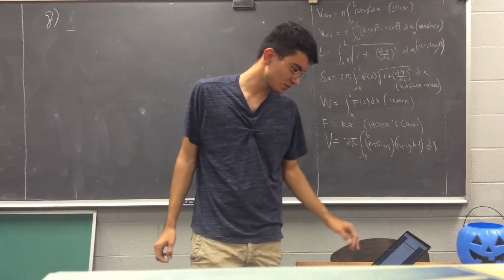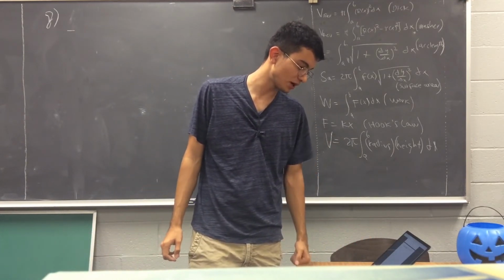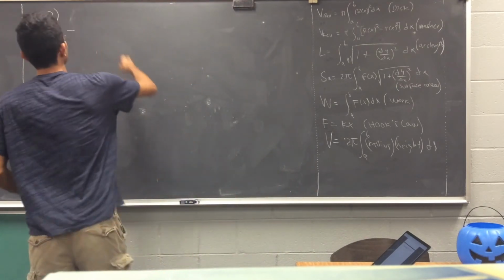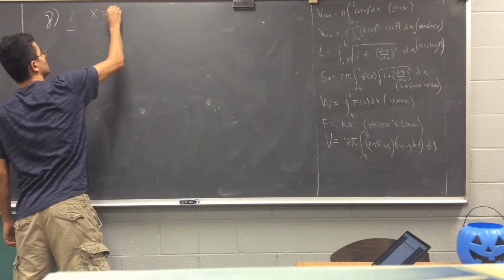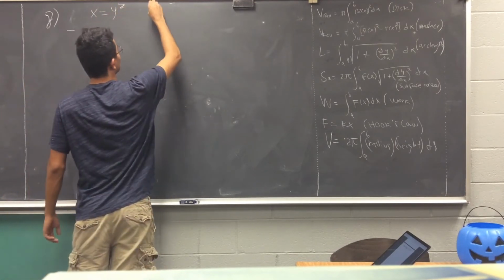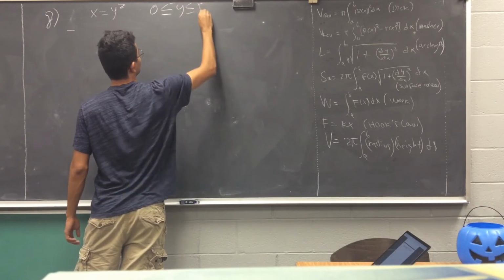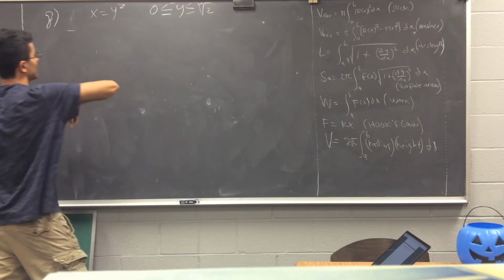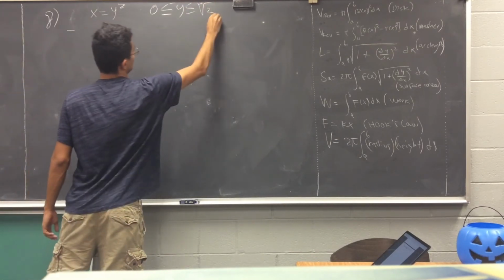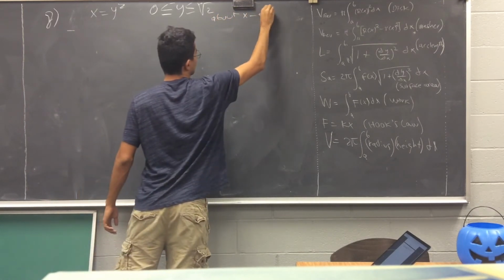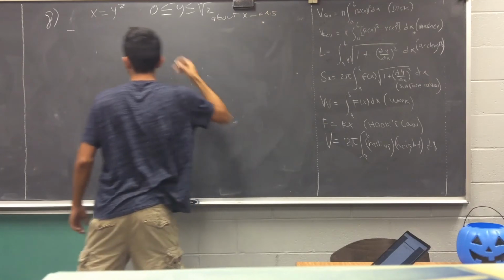So for question number 8, we're going to find the surface area of the paraboloid formed when the curve x equals y squared is revolved between 0 and radical 2 about the x-axis. So about the x-axis.